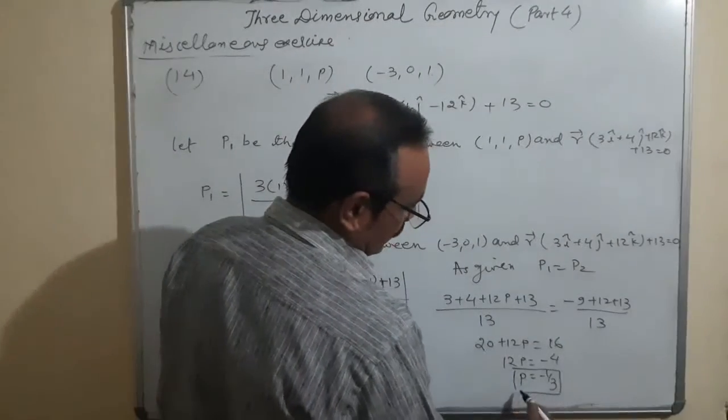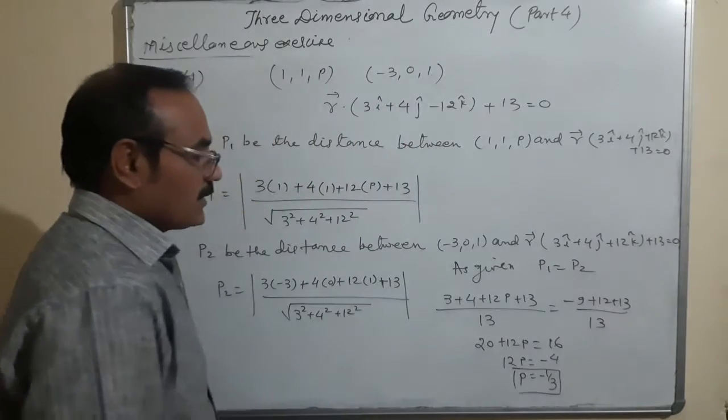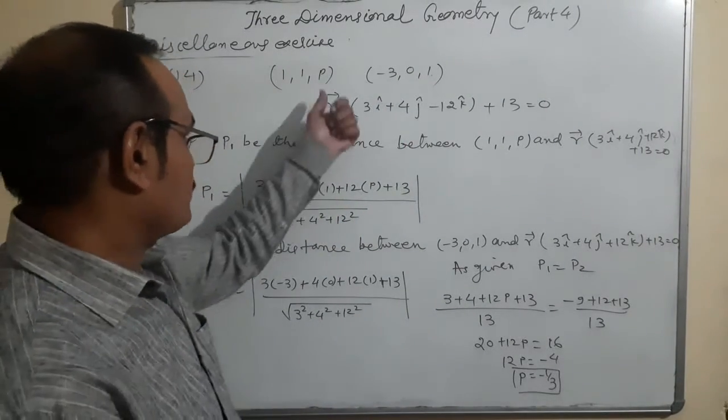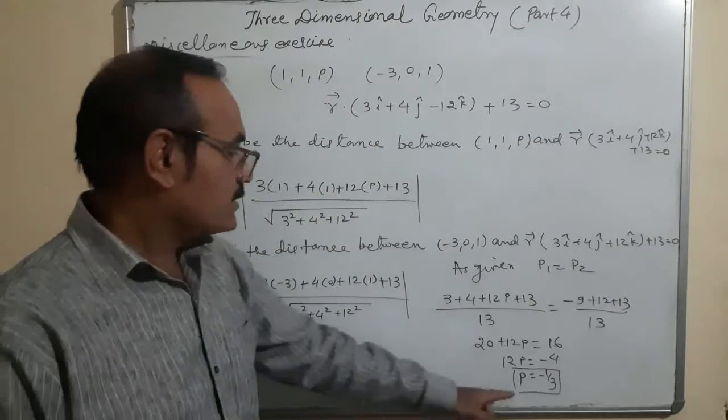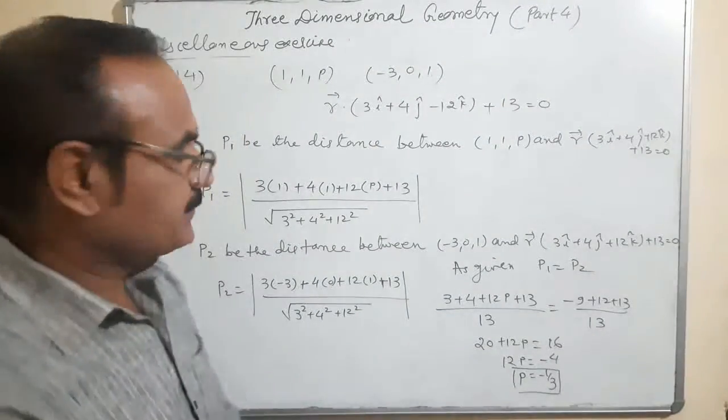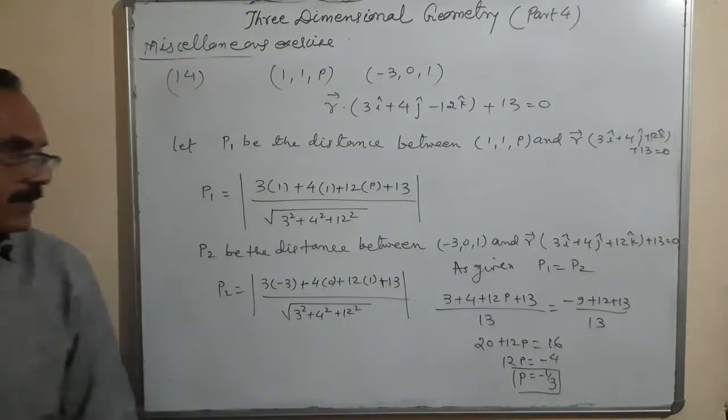And because it is equidistant, so what is the value? P is equal to minus 1 by 3 because we are finding the point. Okay. So P is equal to minus 1 by 3. That is the point P. Okay.